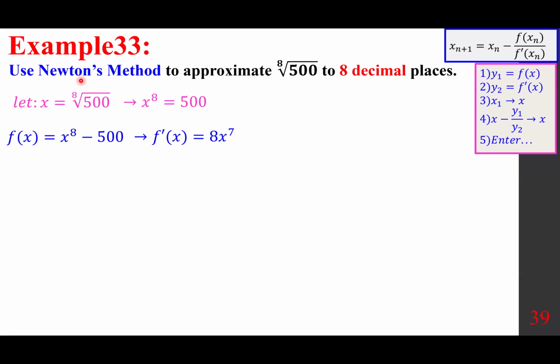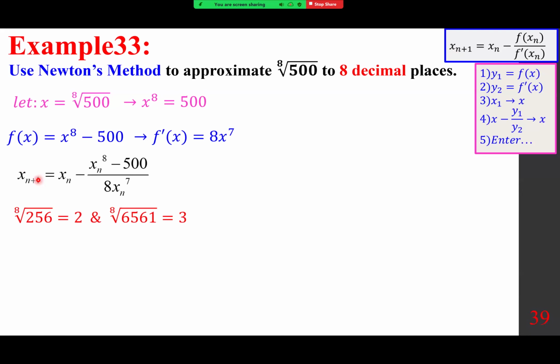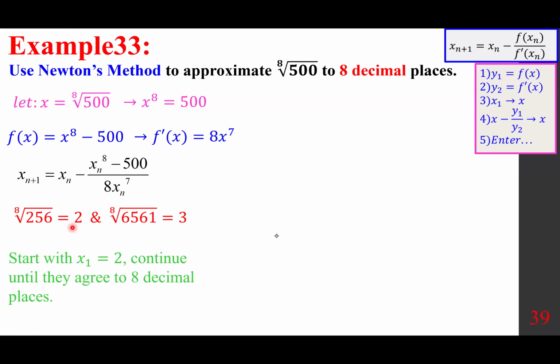Now, according to this formula, we're going to start with something. 2 to the power of 8 is 256, 3 to the power of 8 is 6561. You can go with 2. Don't start with something that is decimal or fraction. That makes it difficult. The reason why, because now you can use calculator, but you have to show work. So what is x sub 2? Okay, so we start with x sub 1 equals 2. Continue until we agree to 8 decimal places.